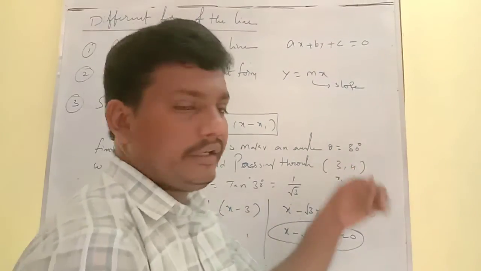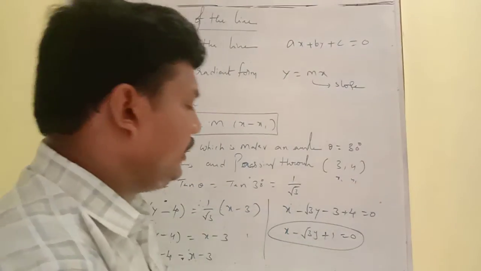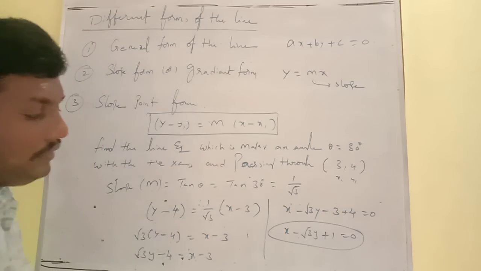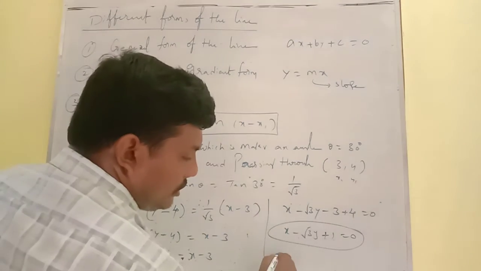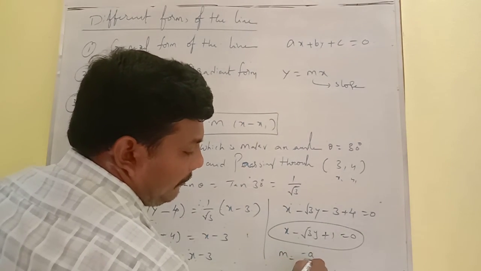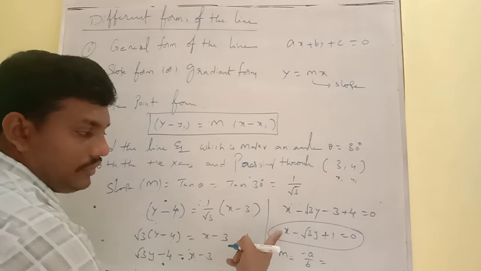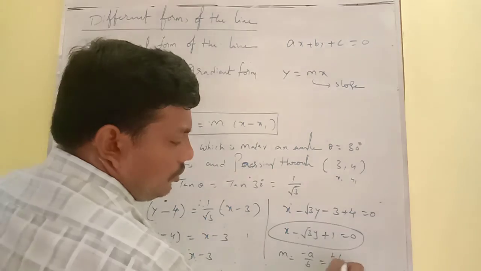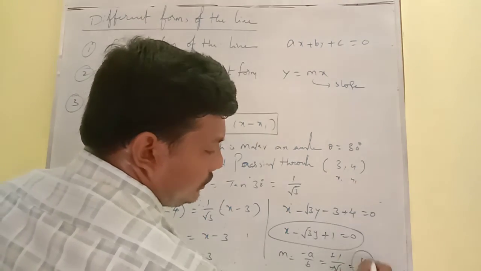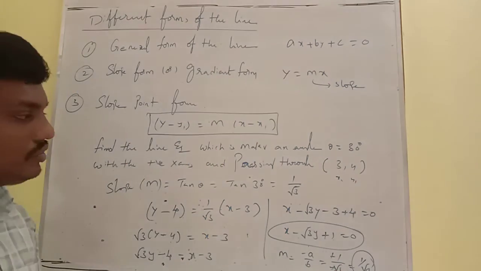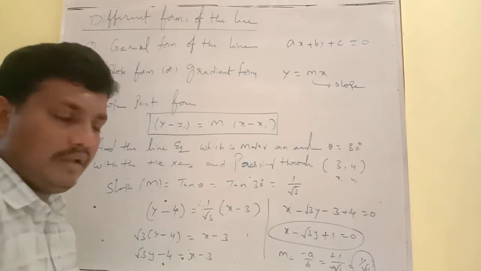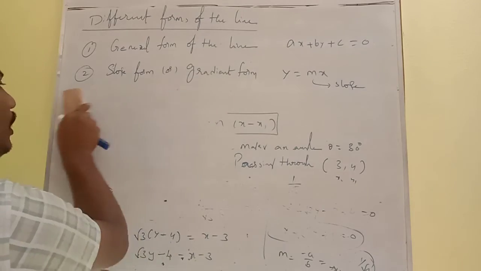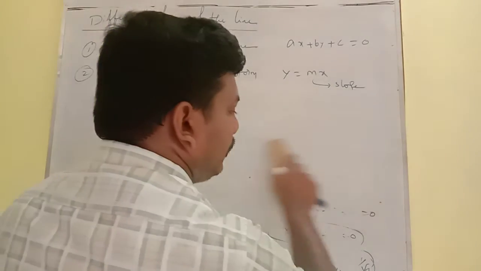Making an angle theta 30 degrees and passing through the point (3, 4). So now, how to find the slope here from this? Slope is equal to minus a by b, minus x coefficient over y coefficient. The x coefficient is 1, so it is minus 1 by b, which is minus root 3. So you can cancel: 1 by root 3 is the slope. I hope you are clear, students. So how to find the slope point form?